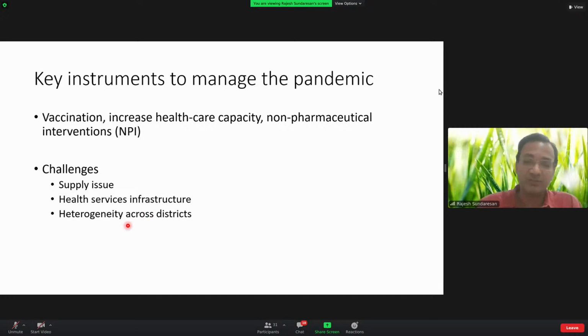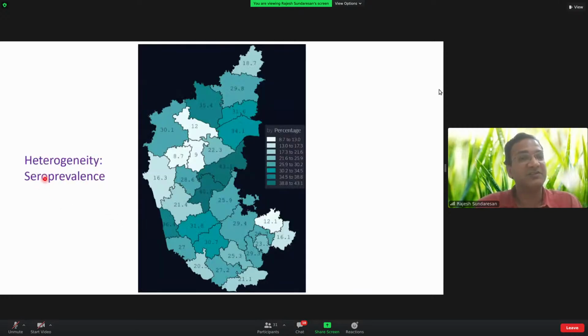across districts. So this is heterogeneity that we observed in the serosurveillance that we had done in Karnataka in September of last year. You will see that a district like Haveri has about 8.7% seroprevalence, whereas Ballari here has about 40%. So there is a significant amount of variability across the districts in terms of how they have been affected.